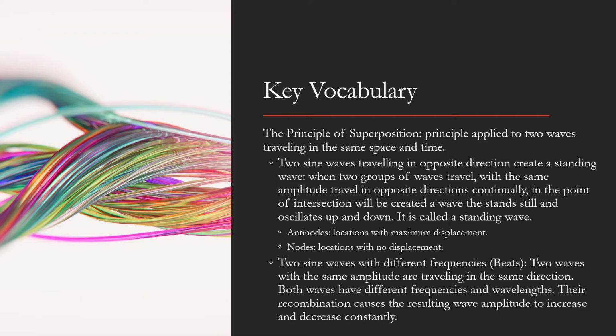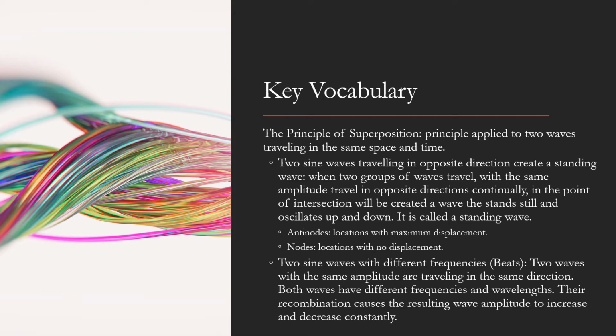It is not going to travel right, it is not going to travel left, it is going to stay in that specific point, and it is just going to oscillate up and down. Going back to this topic, we have two important terms: the antinodes, which are locations with maximum displacement, and the nodes, locations with no displacement. Both of these terms are related to the standing wave that just goes up and down.